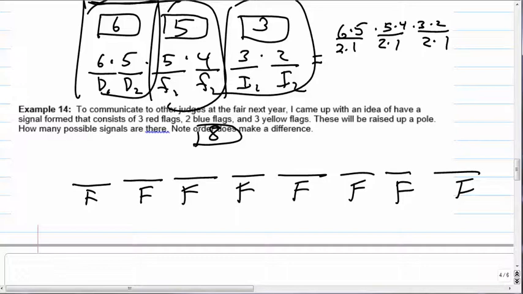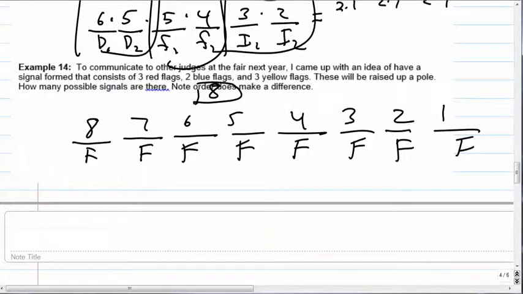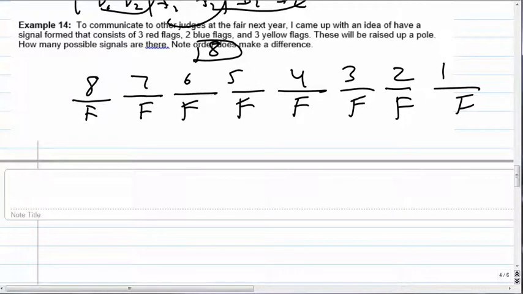Again, there are always special cases. So start picking your flags. You can't put them back. 8, 7, 6, 5, 4, 3, 2, 1. That's 8 factorial. Now, here's my product. If all the flags were different, I would be done.